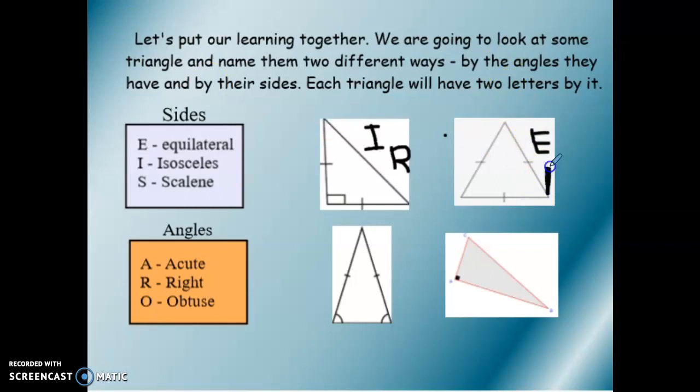That is also an acute triangle. Oh, my A is terrible.